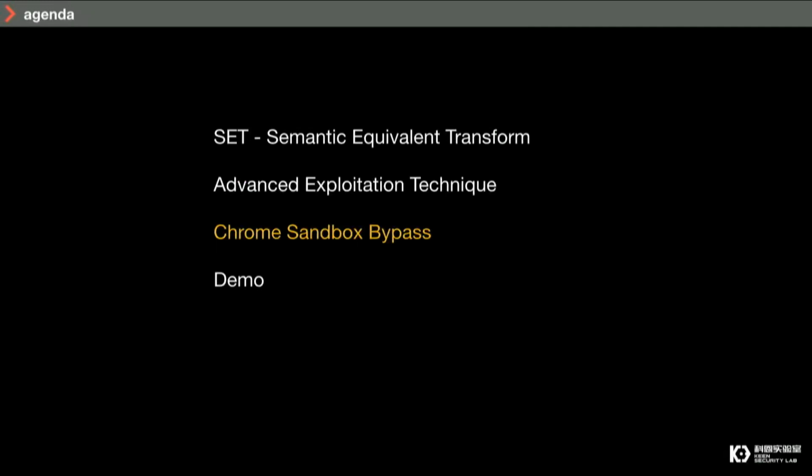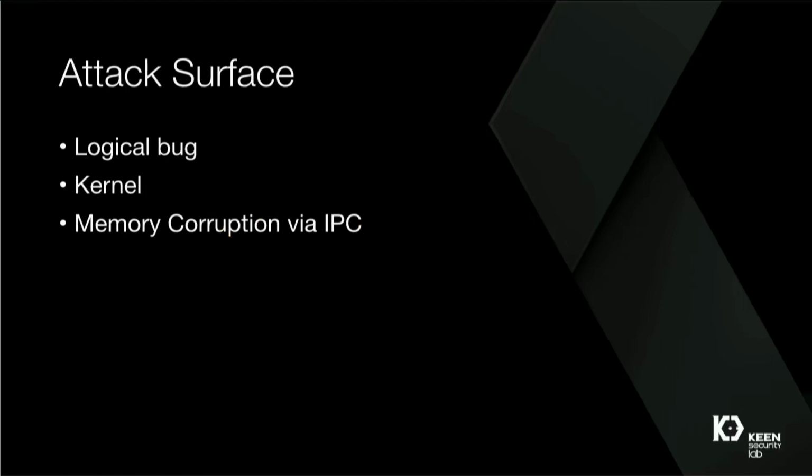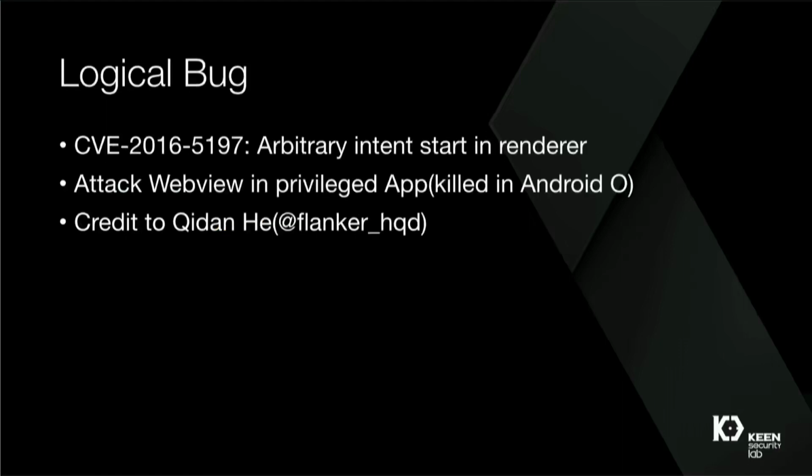And now let's go to the third part, the Chrome sandbox bypass. Since 2016, we have successfully pwned Chrome 3 times in different ways. The first time is Mobile Pwn in 2016. We used a logical bug in the renderer to start the web view in a privileged app. And then we attacked the web view again to obtain code execution with high privilege.